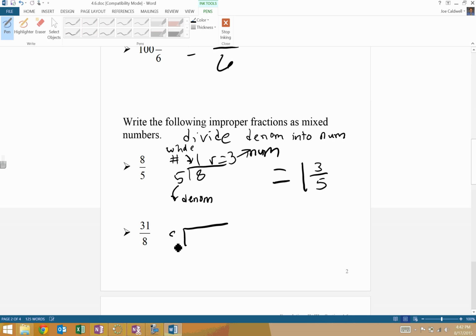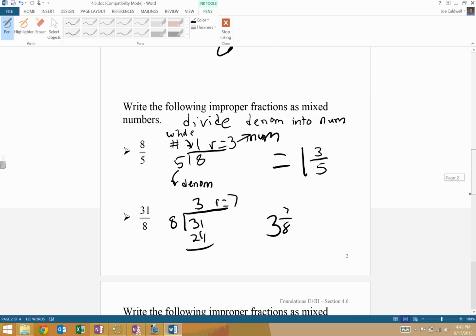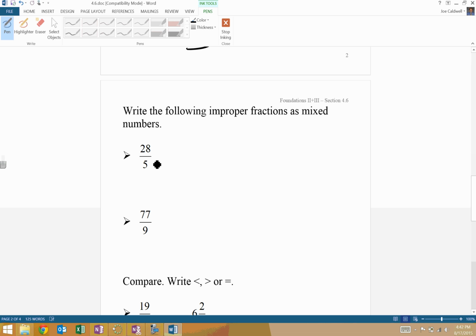So 8 goes into 31 3 times with a remainder of 7, right? 24, so that gives you a remainder of 7. So we have 3 7/8, right? Numerator, denominator, whole number. So if you don't need to show your work, you can just say, okay, 5 goes into 28 5 times, remainder of 3, keep the same denominator. 9 goes into 77 8 times, because 9 times 8 is 72, remainder of 5, 5/9.